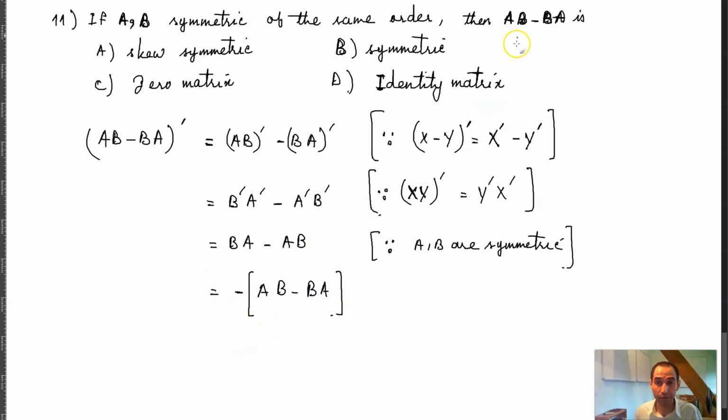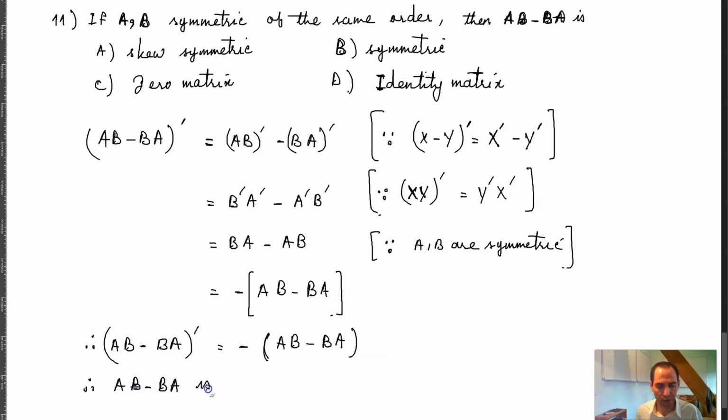so that means that AB minus BA whole prime is the same thing as negative of AB minus BA. And therefore, based on the definition that we had, AB minus BA is skew symmetric. And therefore, the option A is correct. Okay, that was an interesting question.